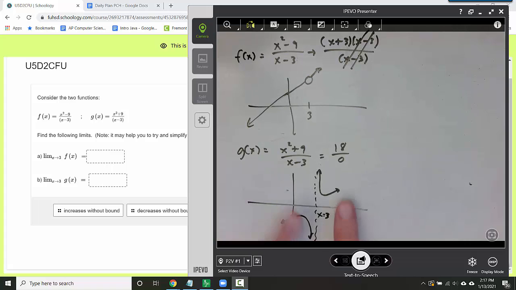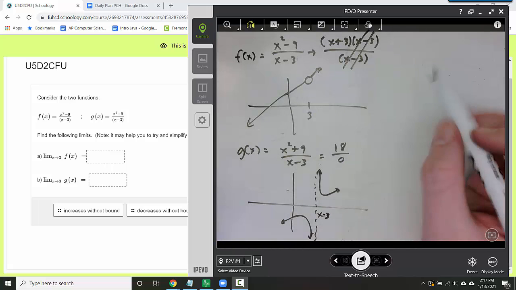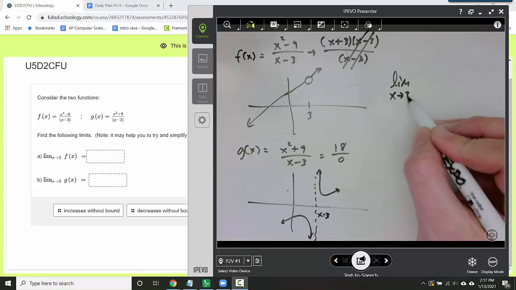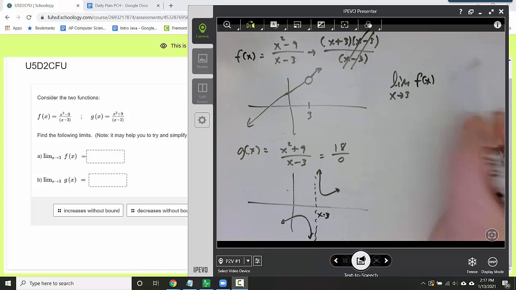So we don't actually really care what this function looks like at intervals that are not close to x equals 3, but what we know for certain is that there's a vertical asymptote at x equals 3. Okay, so now that we've visualized what these functions look like right around the point where we're asking about limits, here we're asking what's the limit as x approaches 3 of f of x.